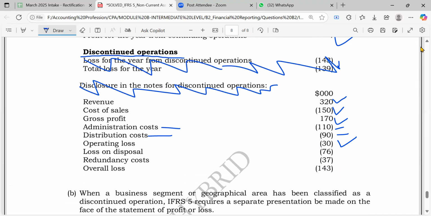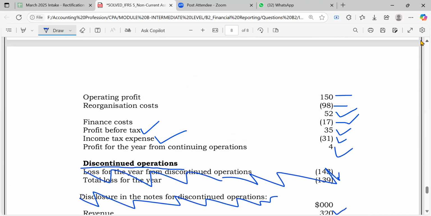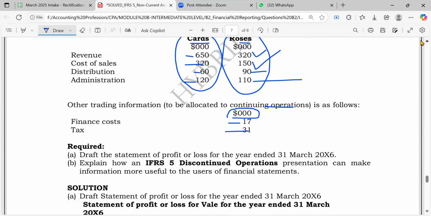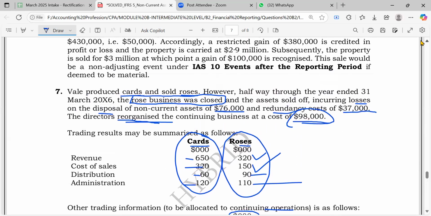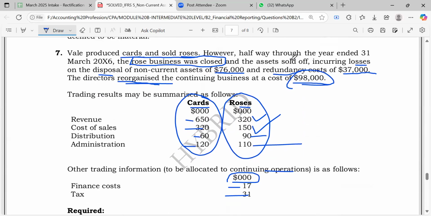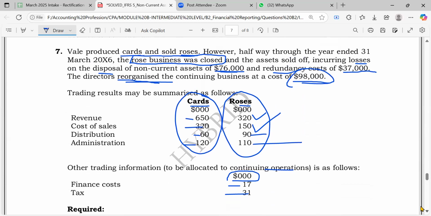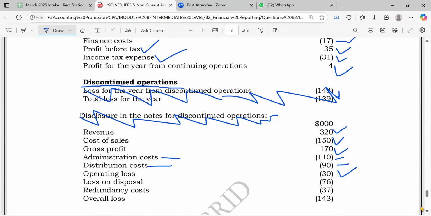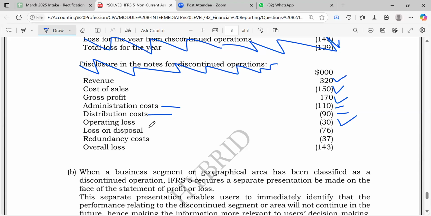So you proceed on the rest of the costs now. Which other costs did we have related to the finance cost? No finance cost. Those finance costs were for continuing operations. Now you can see it up here. We are provided with a loss on disposal of 76,000, but also the redundant costs. So you also put them there because they are related to the discontinued operations.